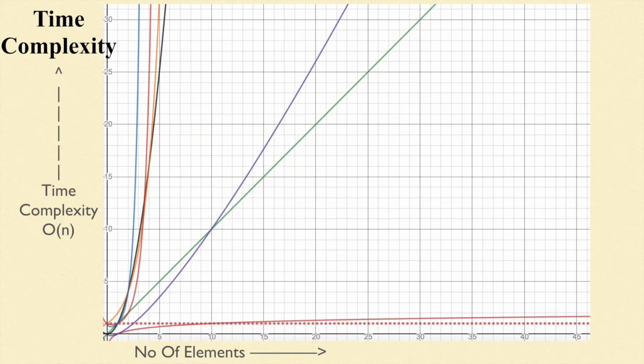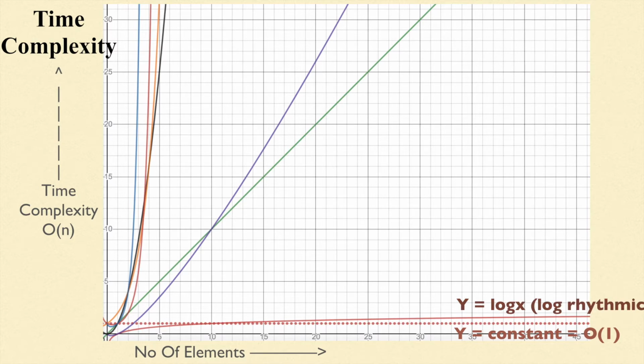Time complexity. We are representing number of elements on the x-axis and time complexity on the y-axis. So the least time complexity is constant time complexity. The dotted line is showing constant time complexity. If the number of elements is increasing, the time complexity stays the same.